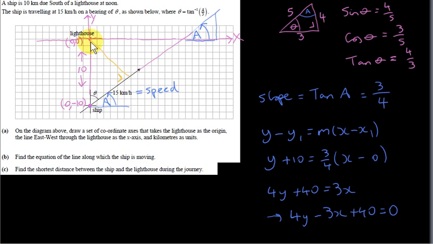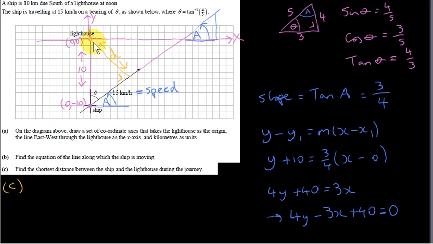There are two ways we can do this question. The shortest distance is the perpendicular distance of the lighthouse to the path of the ship. So I'm going to do it in two ways. The first way is to look at this right angle triangle here. We're interested in this distance, which I'll call D.